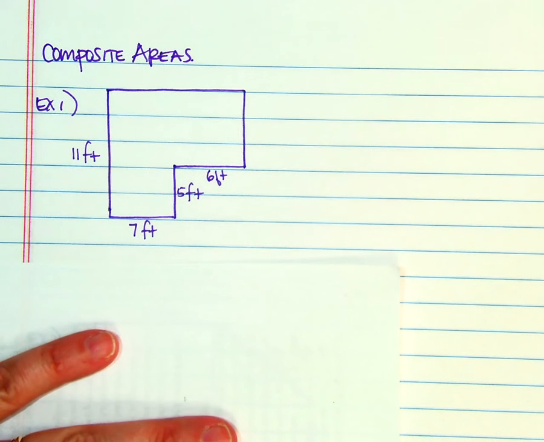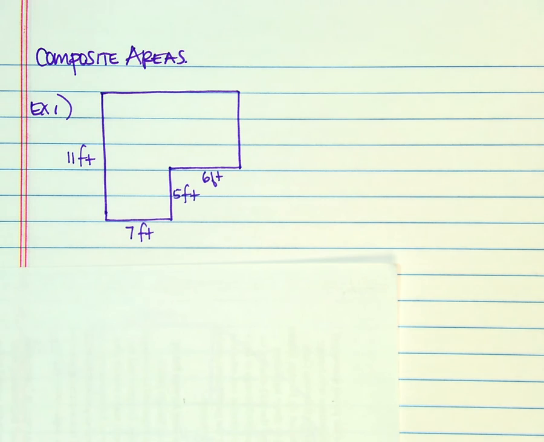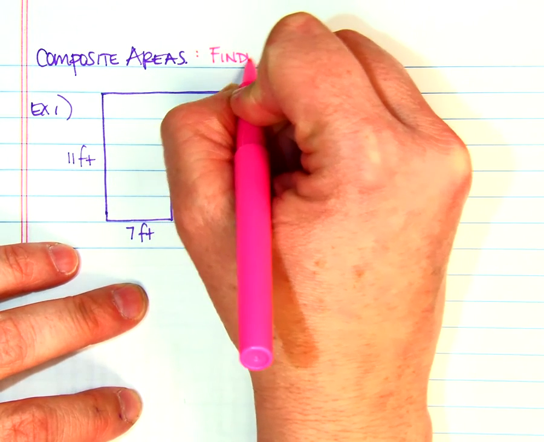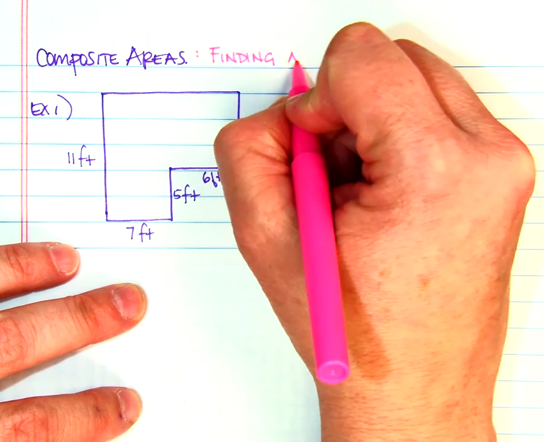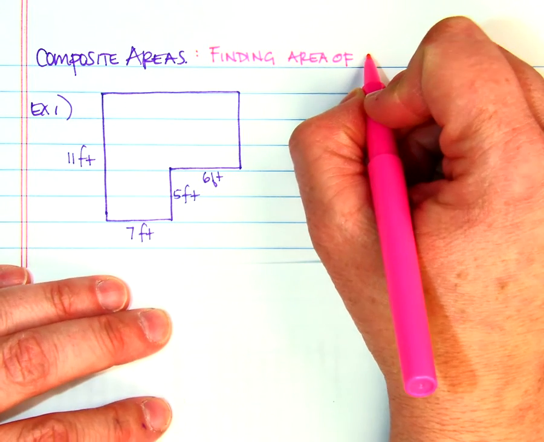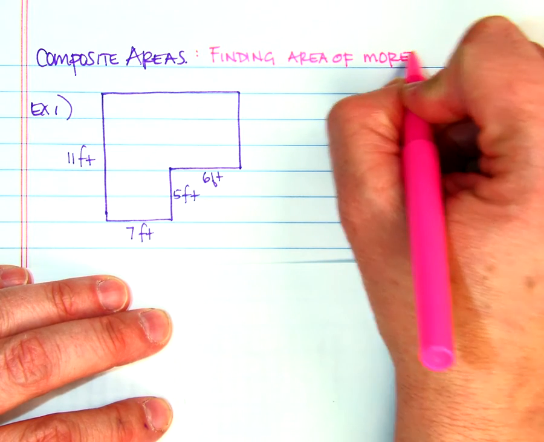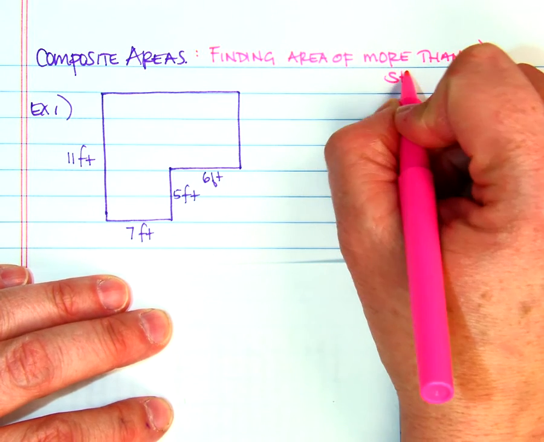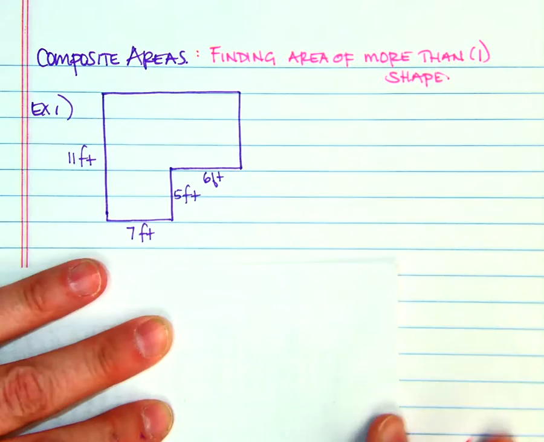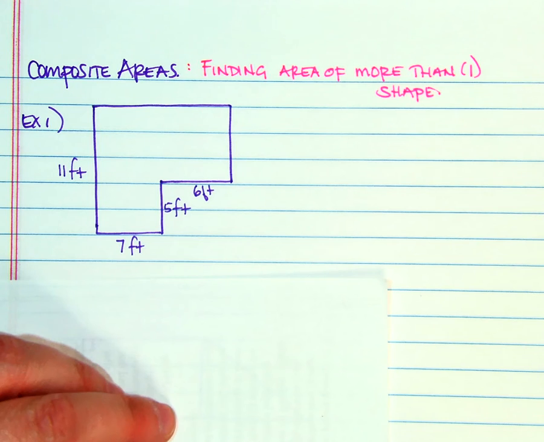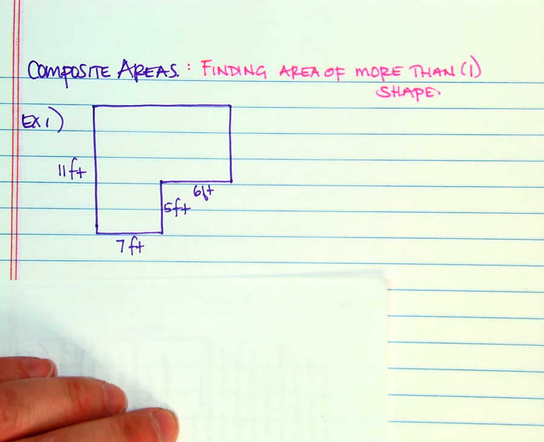Okay, so today we're going to be doing composite areas, which basically means you are finding the area of more than one shape. Okay, so on this example 1, there is no formula for this shape, but we could cut it up into other shapes that we do know how to recognize.